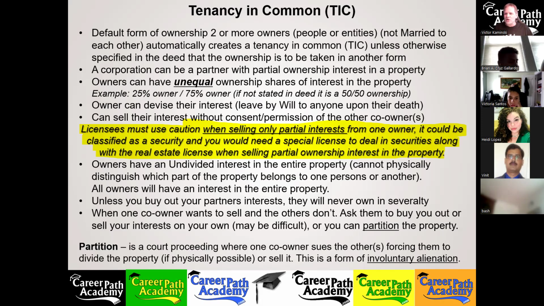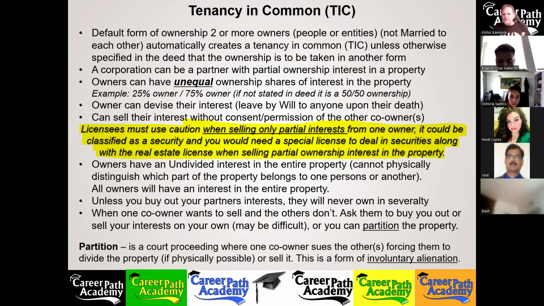You can sue the co-owner. It's called a partition proceeding, where one co-owner takes another to court and a judge will see if the property can be physically partitioned. And if that is not possible, then the judge will order the property sold, and each party gets their proportionate shares of ownership from the profits of the sale.